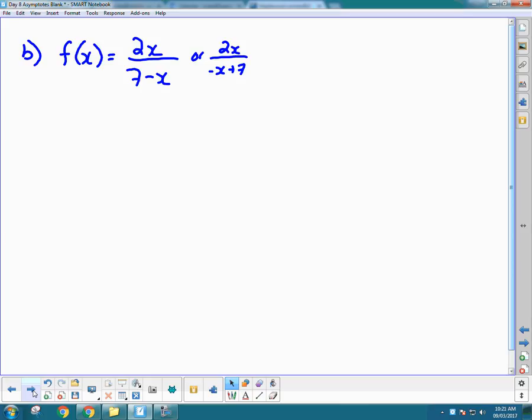In example 2b, I have the function 2x over 7 minus x, which I can think about like that, or you might like to think about it as 2x over negative x plus 7. Means the same thing.